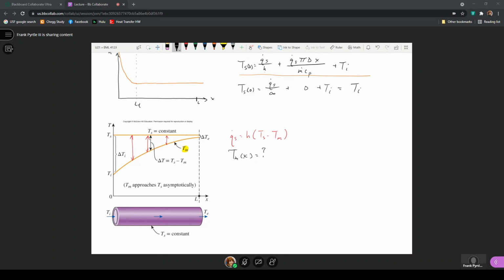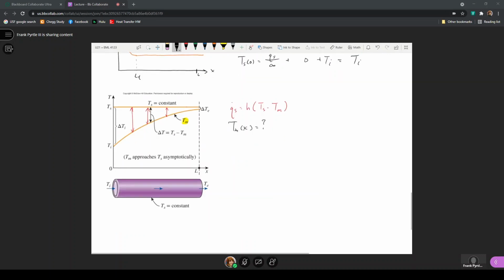Well, we can do that by considering an energy balance on a section taken out of this pipe. If I consider here a small section taken out, I can consider that there's energy that comes in with the fluid, m dot C sub P times T sub m. That's an expression of the enthalpy of the fluid coming into the control volume.